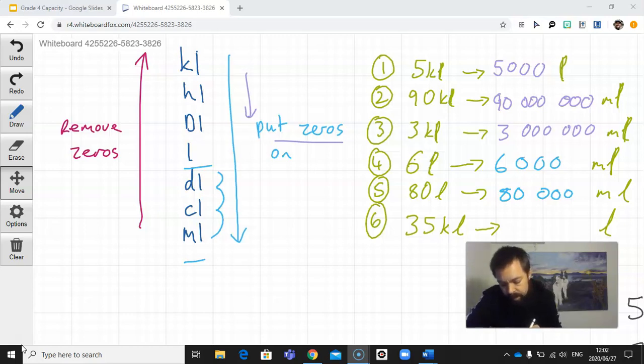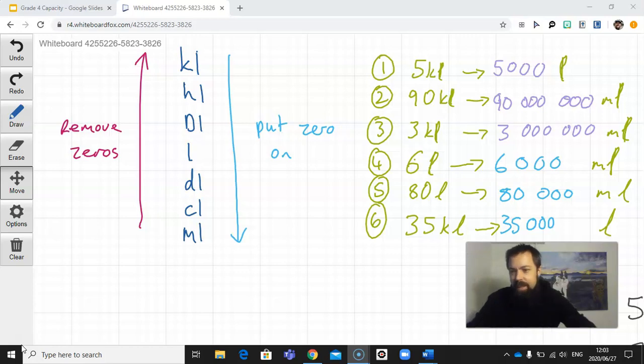And finally, the big one, we're going to go from kiloliters down to millimeters. By now, you should realize it's 6 jumps. So 3, 5, we put 6 zeros on the end. So, oh, sorry, we were only going to liters. So only down to liters. So that was 3 jumps. And so we get 35,000 liters. So 35 kiloliters is equal to 35,000 liters. Okay, let's have a look at some going in the other direction.